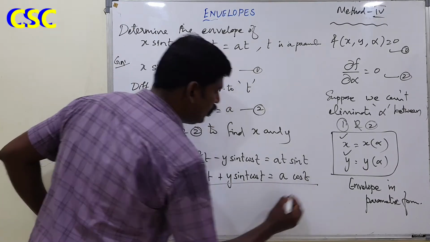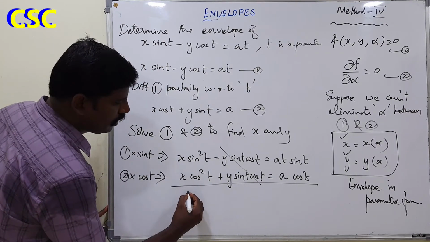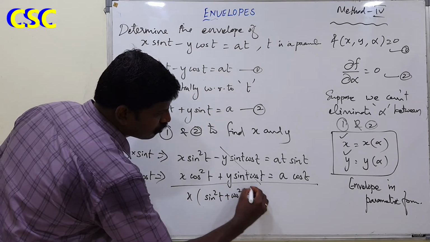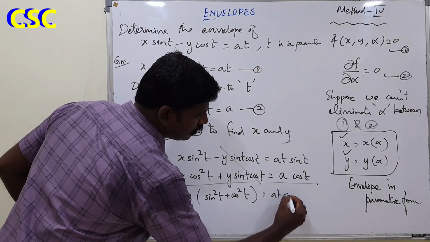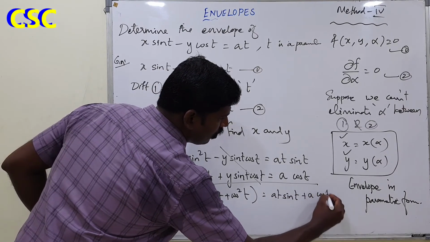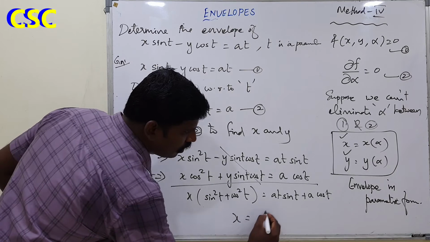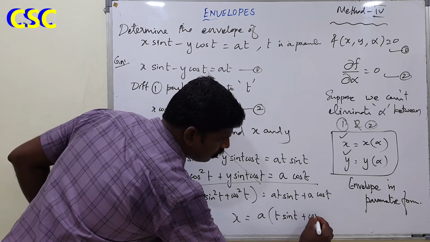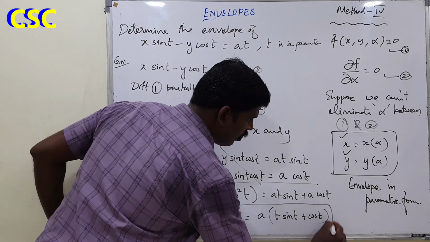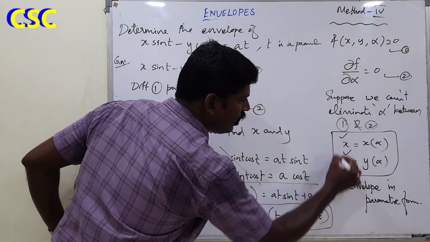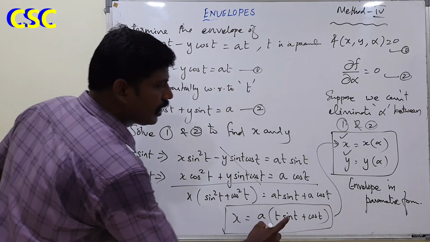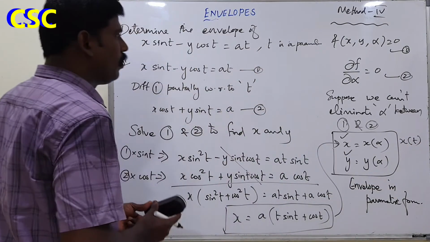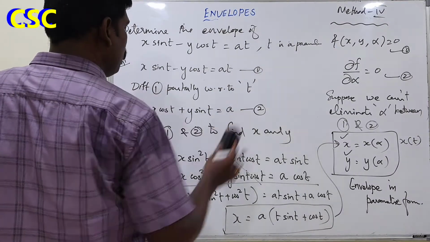I am taking the sum of these two, and both terms cancel each other. In these two terms we can take x as common. So x into sin squared t plus cos squared t equals a t sin t plus a cos t. This becomes 1. So x equals, taking a as common from the right hand side, a into t sin t plus cos t. So this is in the form x equal to x of t. I found the parametric form of x. Next, same like that.